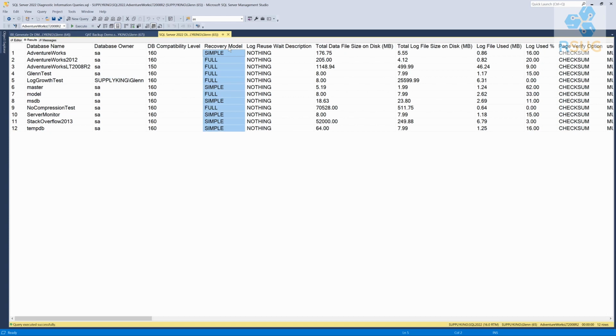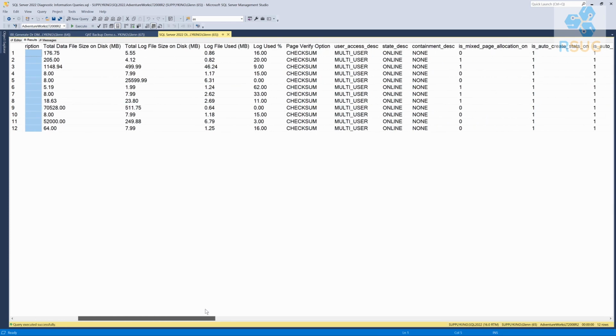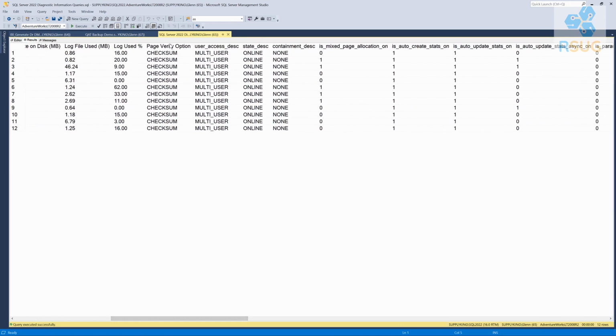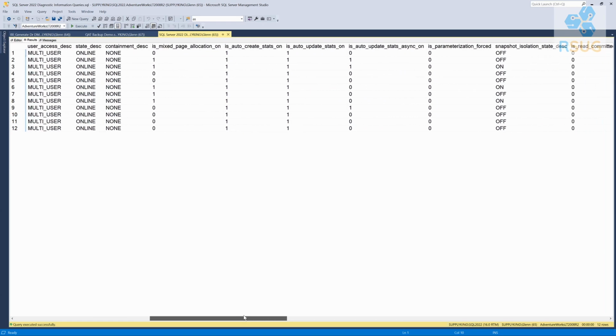Then it shows you your recovery model and your log reuse wait description, and then what's going on with your data file and log file. And then your page verify option should always be checksum. It shouldn't be torn page or none. Then it tells you some other useful things that a lot of people just blow over.